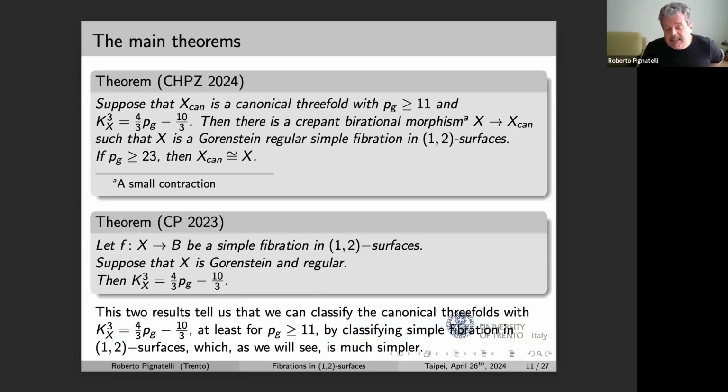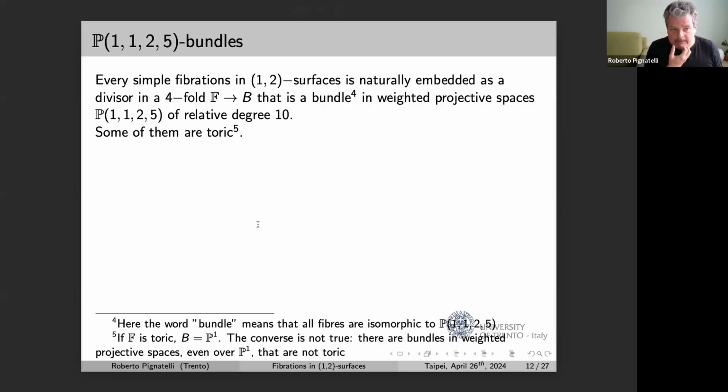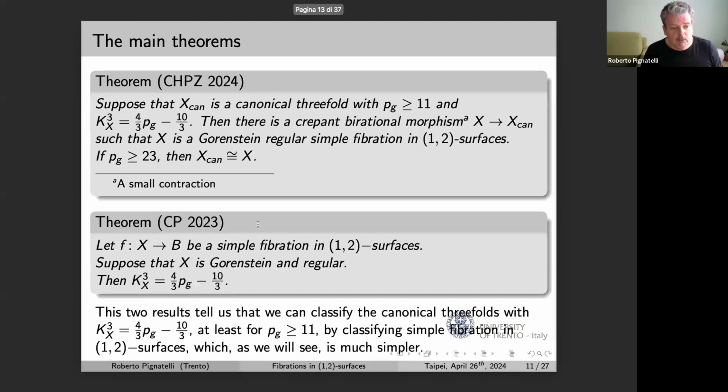Which, as we'll see, is much simpler, and in fact is something we did mostly in that paper in 2023 with Stephen Coughlin. So, okay. So let me go towards this classification.